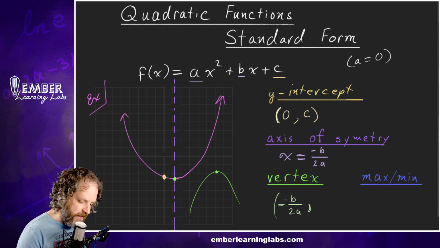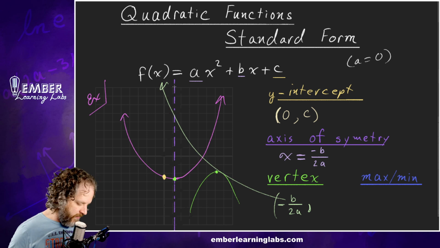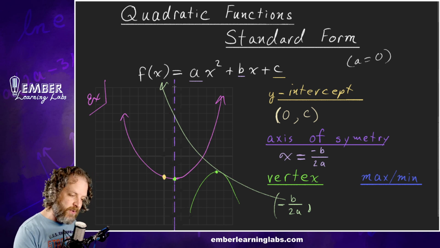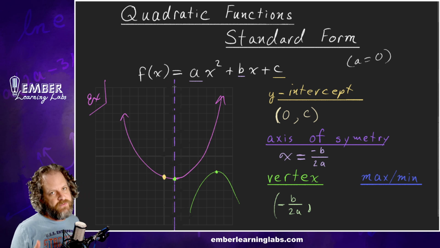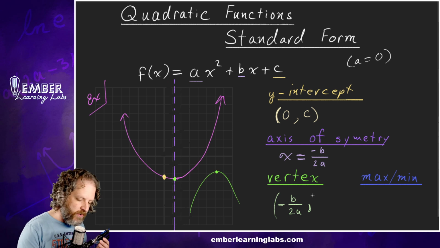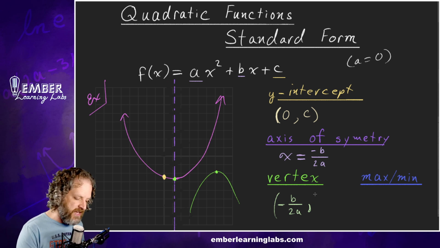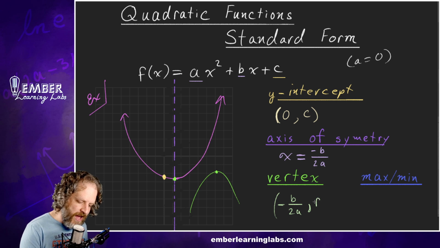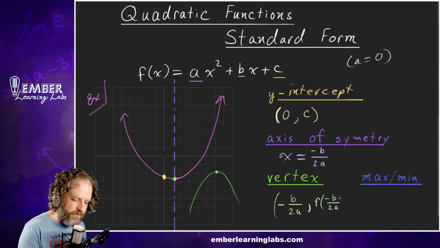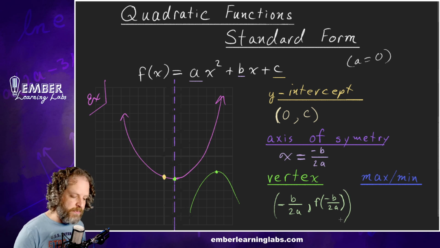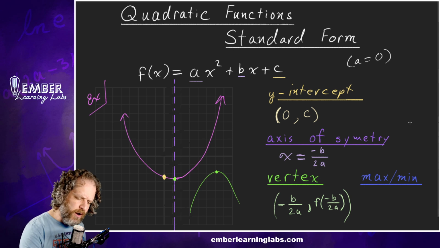So we plug in negative b over 2a for x into the equation, and we solve for y, or solve for f of x in this case, right? We'll do an example to clean this up in a minute, but it would be f of negative b over 2a. So we plug in whatever we get for x into the function, and then out will pop the y part of the vertex.